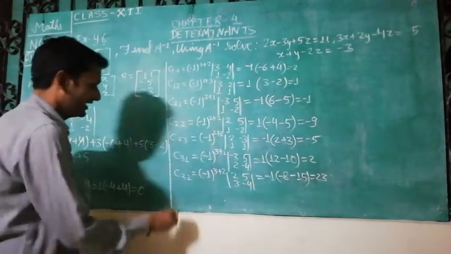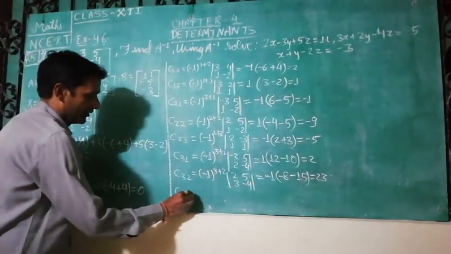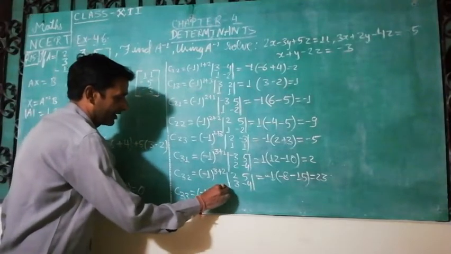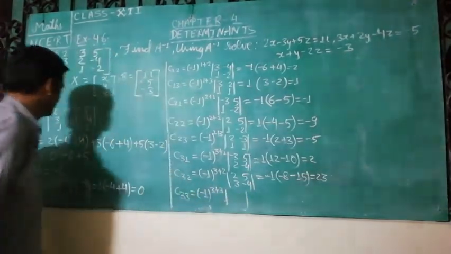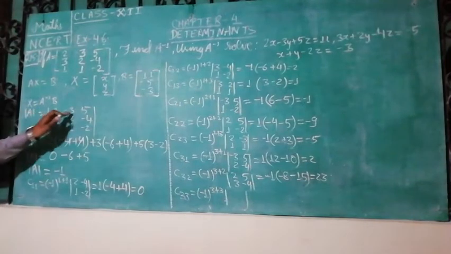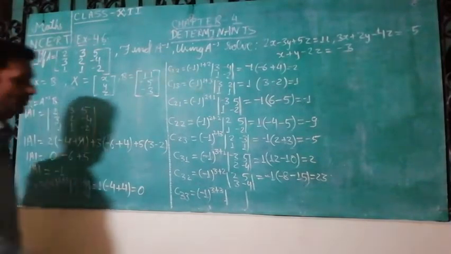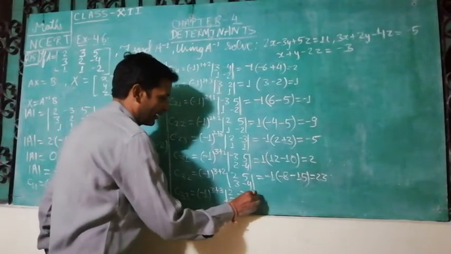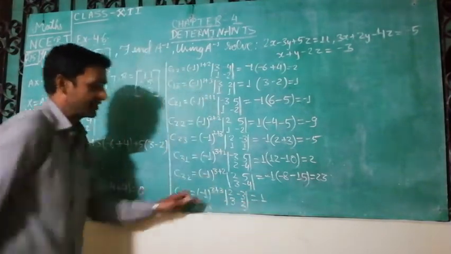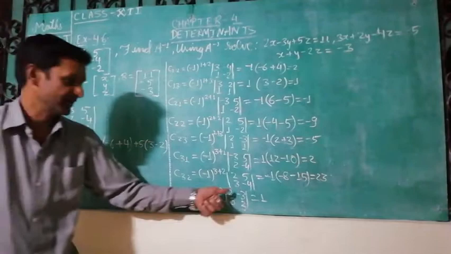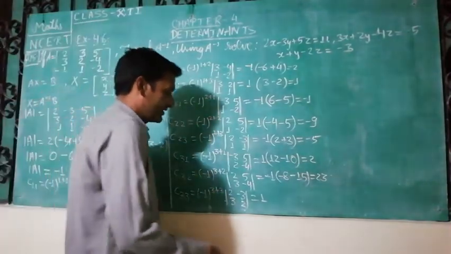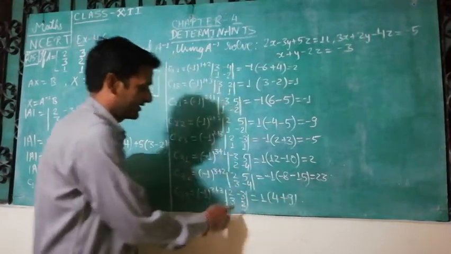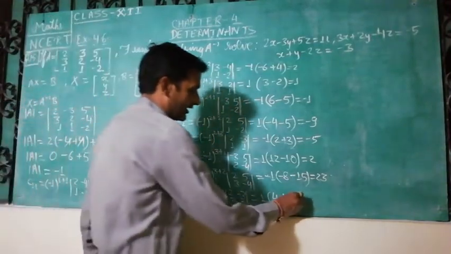Now C33 is equal to minus 1 raised to the power 3 plus 3. Then third row and third column will be eliminated. Remaining elements are 2 minus 3, 3, 2. So it will be equal to what? Positive 1, minus 1 raised to an even number, 3 plus 3 is 6. Now 2 into 2 is 4 plus 3 into 3 is 9, because minus into minus will become plus. So it will be 13.